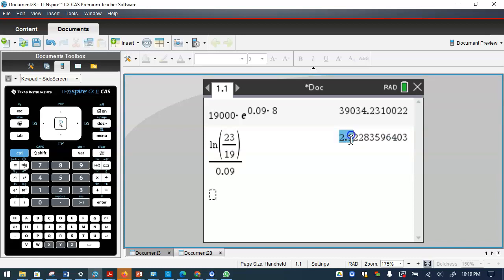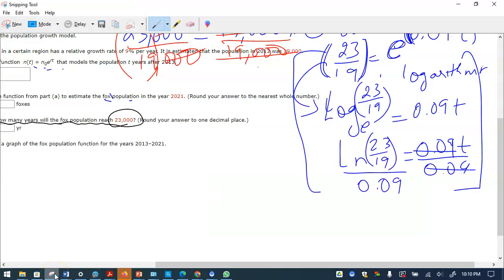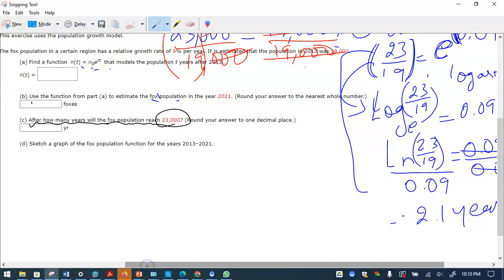So that's the answer. 2.1 will be the years it will take for the population to reach 23,000. The question asked how many years will it take for the population to reach 23,000? So the answer is 2.1.